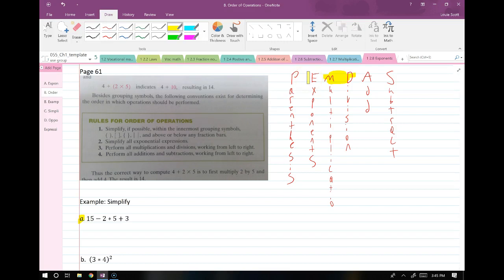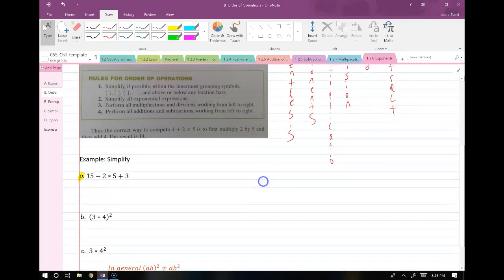Now we do multiplication and division on the same step. There is a multiplication and division step. So 15 stays the same because it was not multiplied or divided. The subtraction stays there, and now we complete this little multiplication here. So we replace the 2 times 5 with 10, and then we have a plus 3.